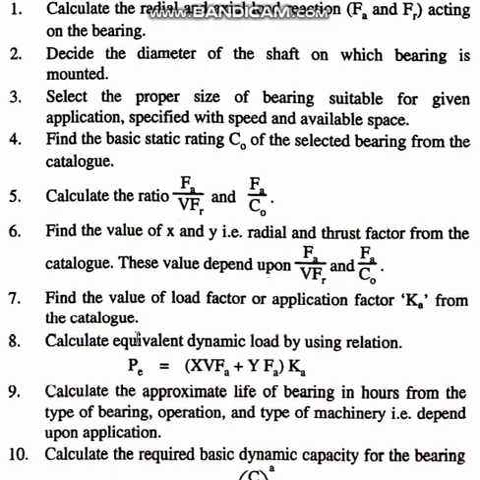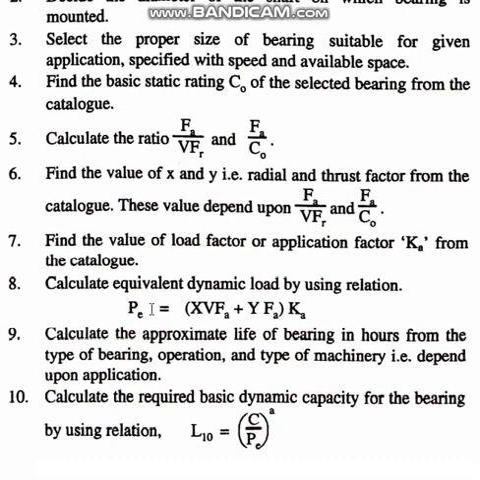For a given bearing, all these things will be there in the catalog. Then calculate the dynamic load using this relation. Dynamic load PE, where E stands for equivalent, is equal to X into V into FR plus Y FA, whole bracket, into Ka.